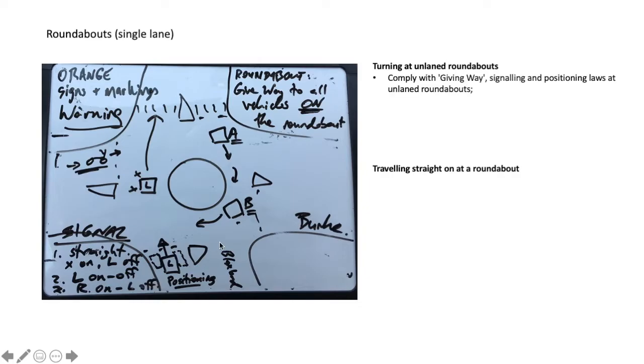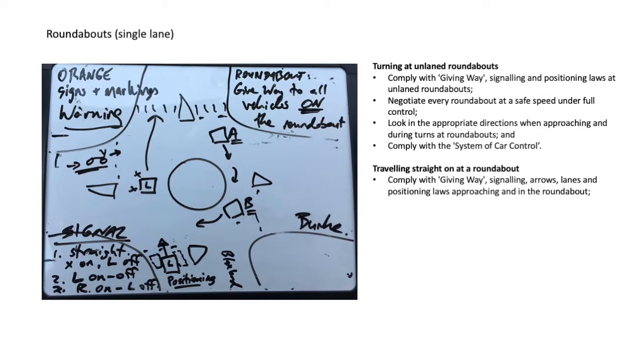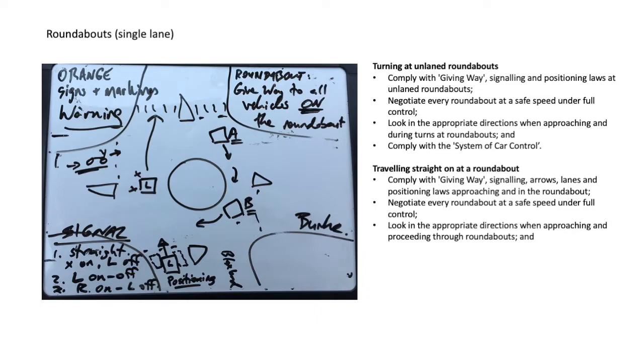Turning at unlaned roundabouts, comply with give way, signalling and positioning laws at unlaned roundabouts. Negotiate every roundabout at a safe speed under full control. Look in the appropriate directions when approaching and during turns at roundabouts. Comply with the system of vehicle control. Travelling straight on a roundabout, comply with the giving way rules, signalling, arrows, lanes and positioning laws appropriate approaching and in the roundabout. Negotiate every roundabout at a safe speed under full control. Look in the appropriate directions when approaching and proceeding through roundabouts, and comply with the system of vehicle control.